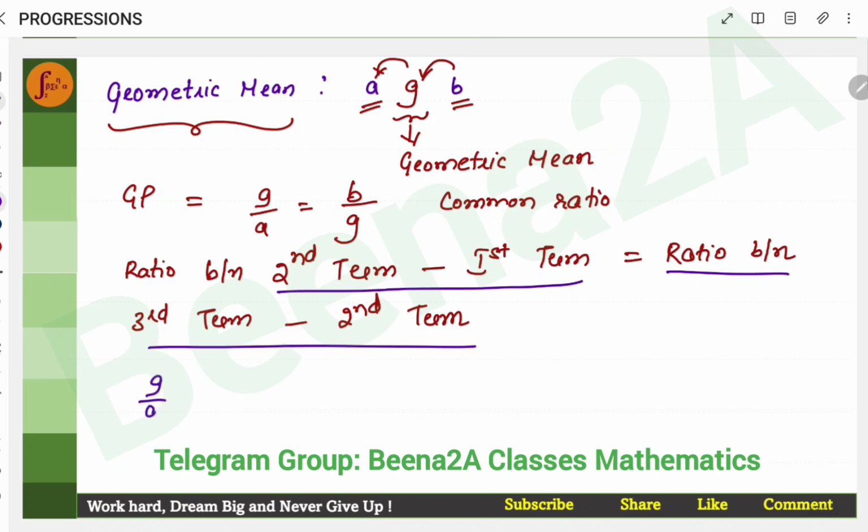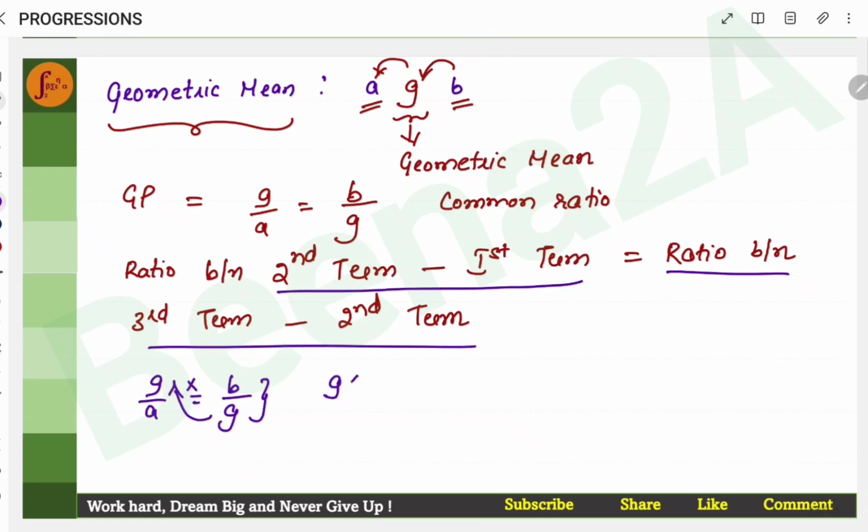So G by a is equal to b by G, which means I'll shift G to this side. This is in the denominator. When I shift it to the other side, it will become multiplication, because this is in division. So it will be G into G is equal to b into a, which is nothing but G squared is equal to ab. Or you can say, I'll remove this square, so it will become G is equal to square root of ab. So this is the geometric mean, right?